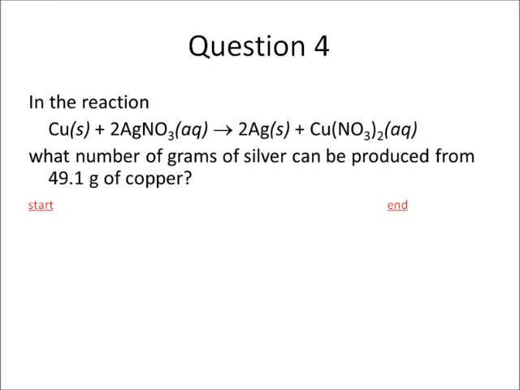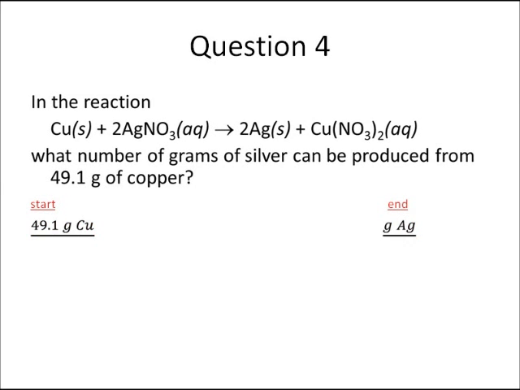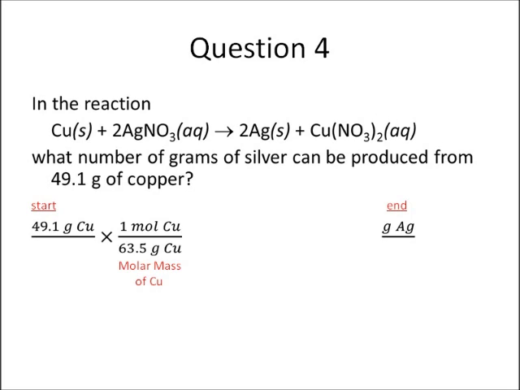We have to decide where to begin, and that is with the number, unit, and substance given in the problem. That's 49.1 grams of copper, and we are trying to get grams of silver. To get from grams to moles, we're going to use the molar mass of copper. You get that from the periodic table.